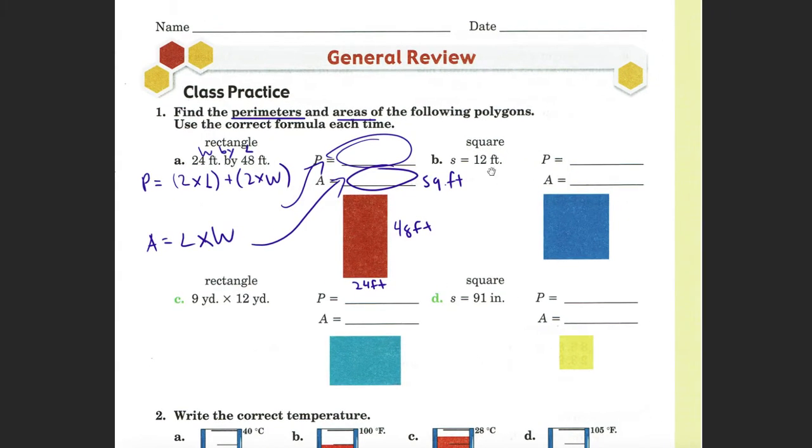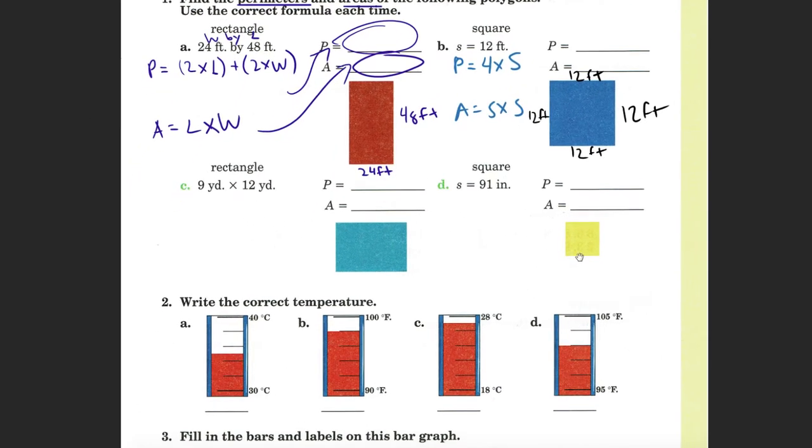All right, squares. Perimeter for a square is straightforward. It's pretty much perimeter equals 4 times whatever S is. Okay. Area is just S times S. All right, side times a side. So in this square here, each side is 12 feet. 12 feet, 12 feet, 12 feet, and 12 feet. All right. Hopefully that helps you with C and D also.